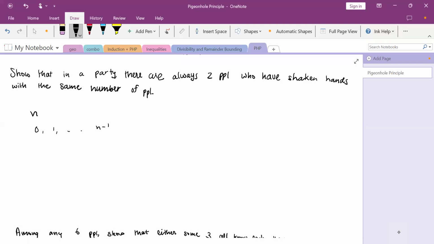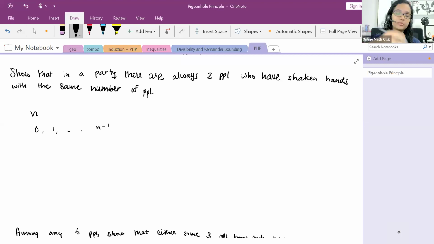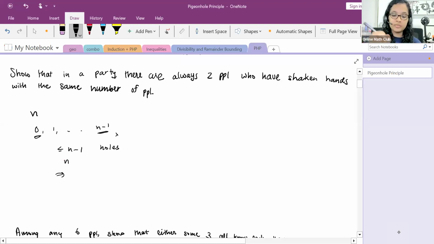Both the cases 0 and n minus 1 are not possible, since if there is one person who has shaken hands with all of them, then there cannot be a person who has shaken hands with none. Exactly. So both of these together can't occur. So that means there are at most n minus 1 holes, the number of people with whom you shook hands, and you have n people. So there must be some hole with 2 people. So some 2 people have shaken hands with the same number of people. I hope that is clear. That's very simple.